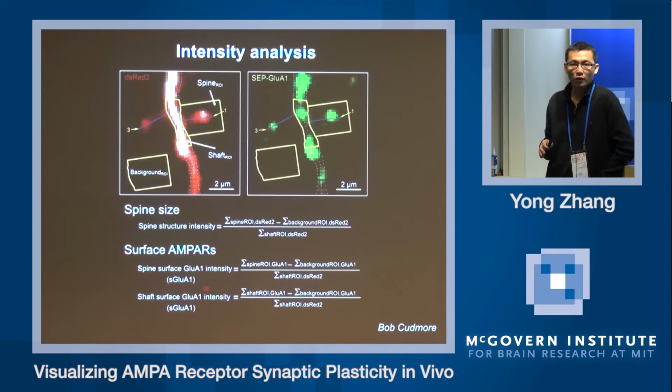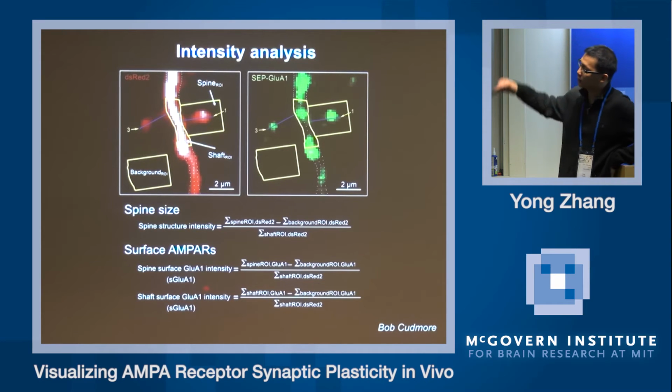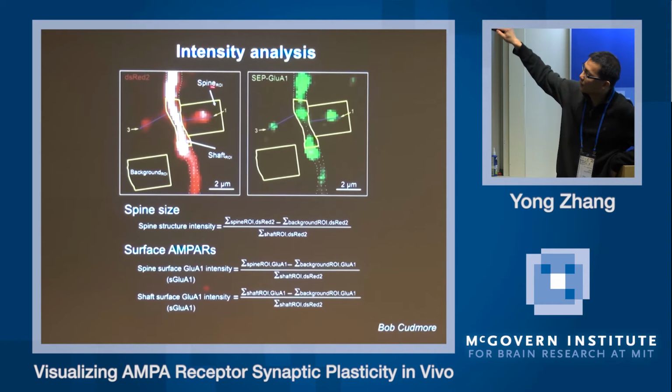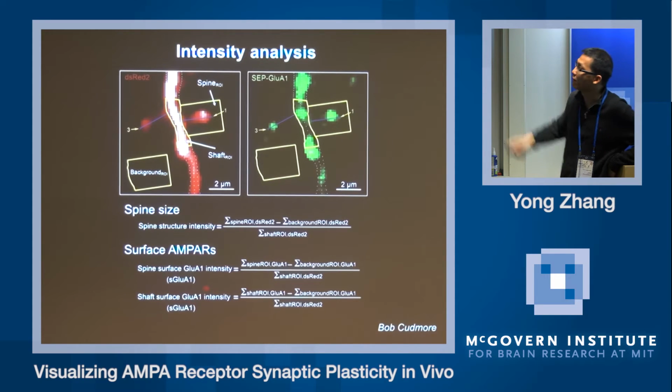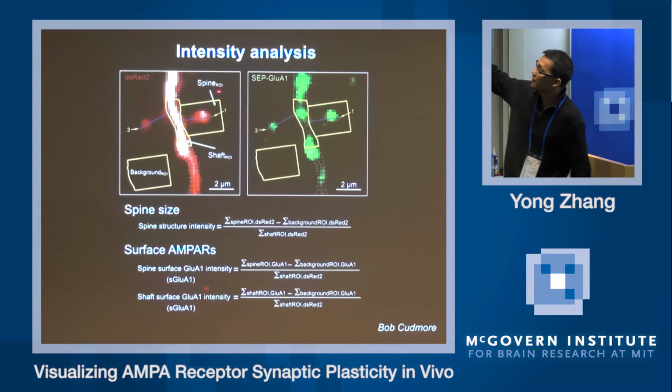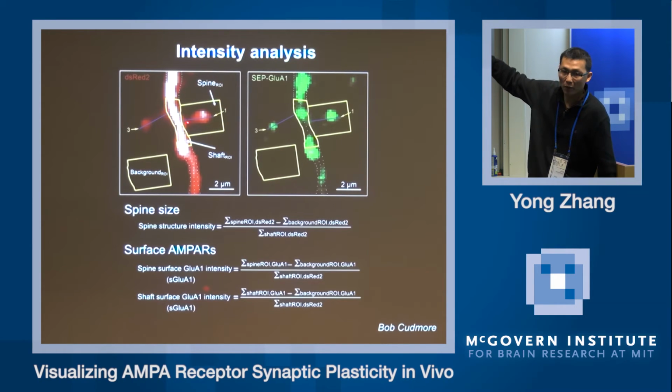I'll briefly walk you through how this software works. Once you input those images into the software, what the human needs to do is click the tip of the spine, basically telling the software, okay, here I recognize this is a spine. Then the software will automatically find the connection point between the spine and the dendritic shaft. Once this connection is established, 3 regions of interest will be defined by the software. One is the spine region of interest, which is this square box.